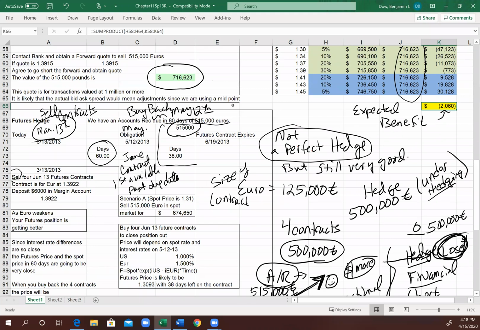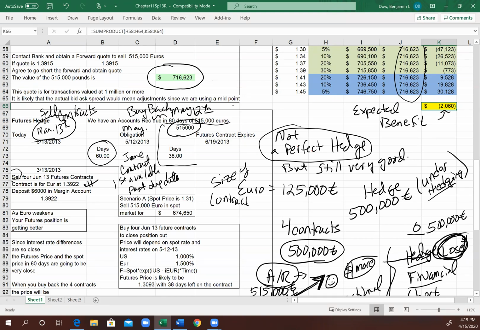And there was a June futures contract available that we could sell for $1.3922. We're going to have to put up some deposit, but we'll get it back. So there is a slight cost to using the futures hedge as opposed to the forward hedge. But again, it's not much. It's the opportunity cost of a small deposit.